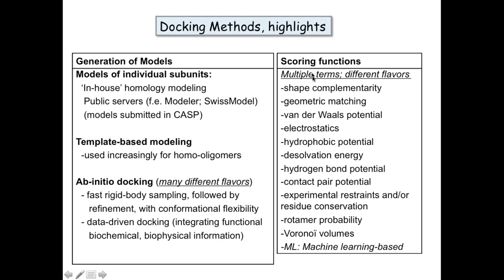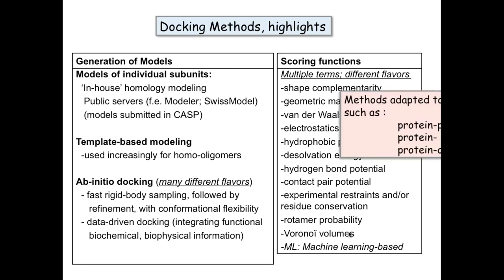And then you have a whole panoply of scoring functions with all types of terms in the function: shape complementarity, geometric matching or geometric hashing, van der Waals potentials, electrostatics, hydrophobic potential, desolvation. Some of them are similar, but just called differently by people. And then you have hydrogen bonding potential, experimental restraints, as I just mentioned, rotamer probabilities, Voronoi volumes, and some machine learning also, although not really recently.